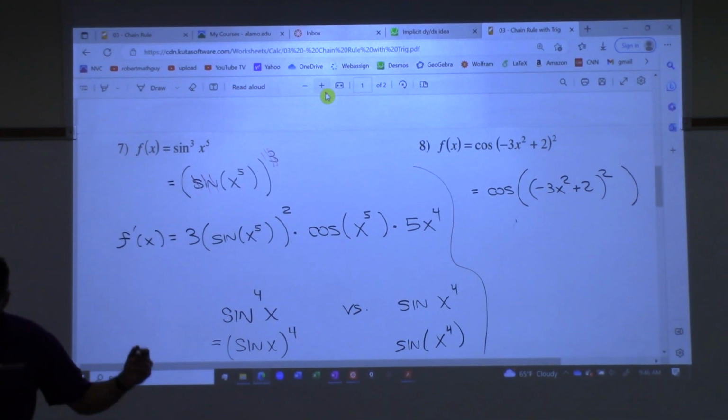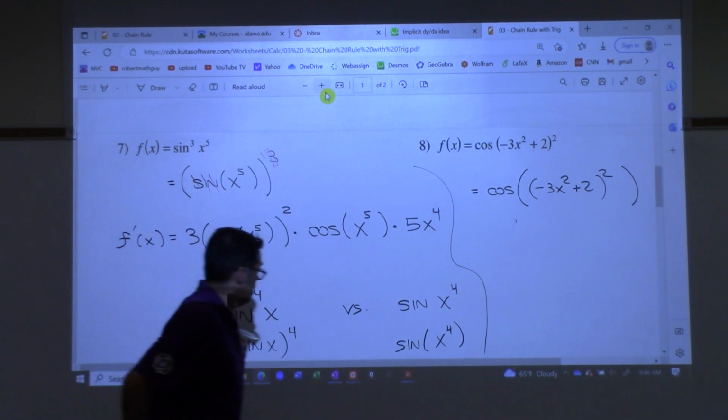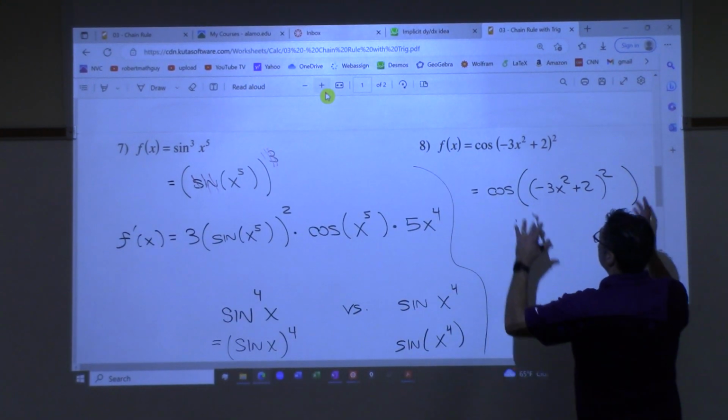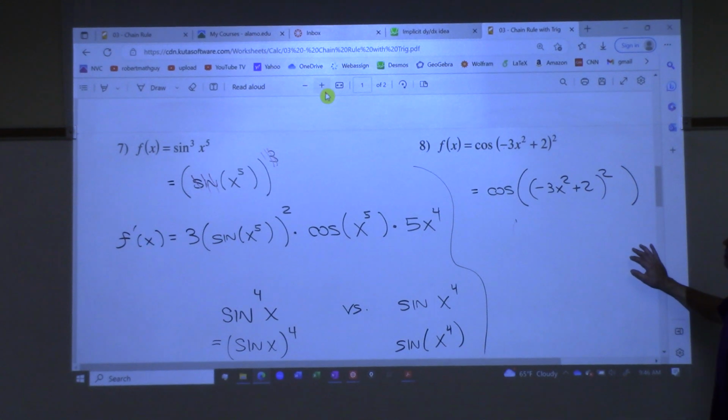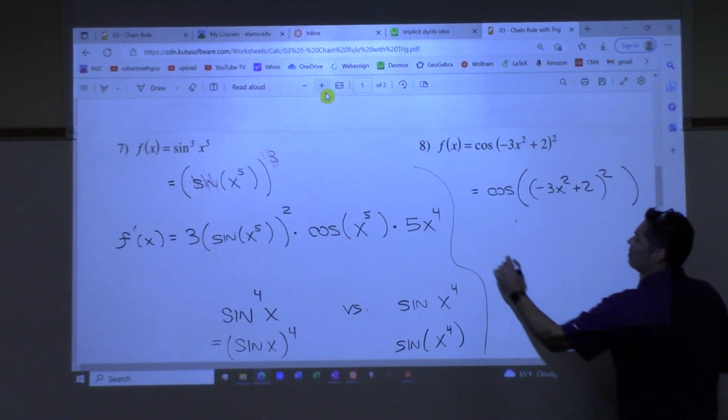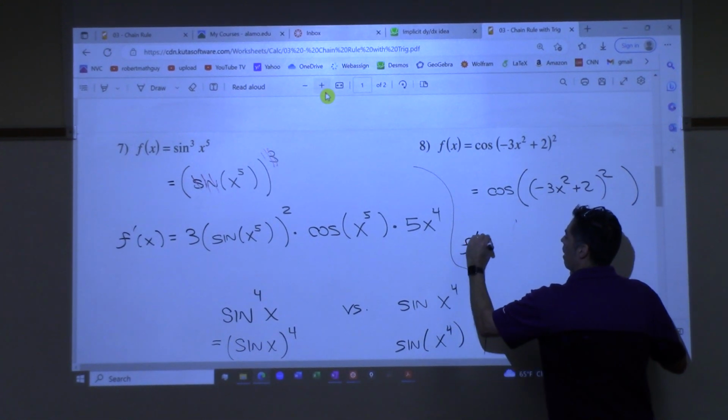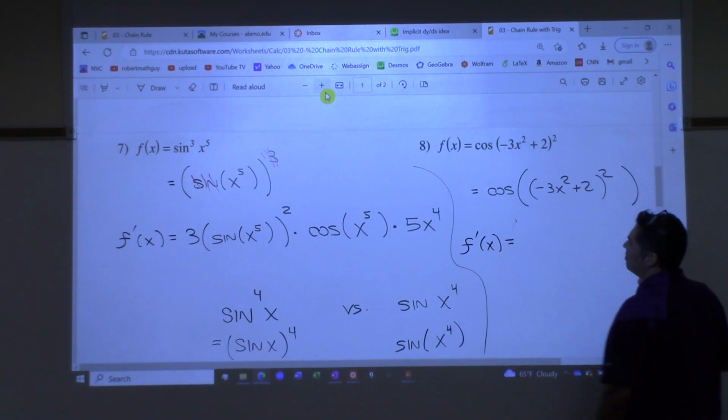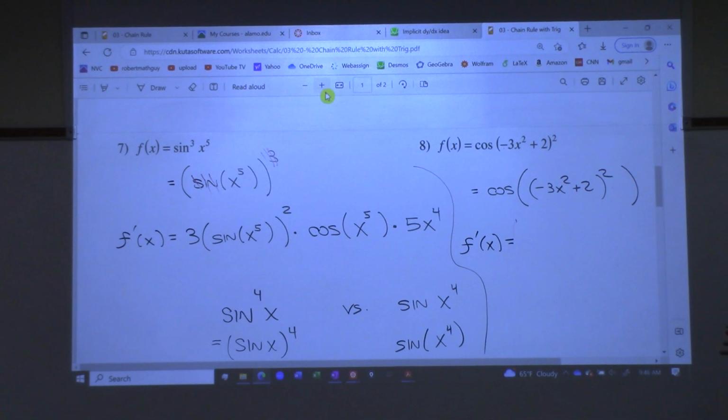You feel okay with this one? Yes. Okay. All right, so what do you see here, Dalton? Do you see chain, product? Chain and then another chain. Good. All right, so let's start with the outer layer. What's the outer layer here for us? That would be the cosine. Cosine. Okay, so what do we do?